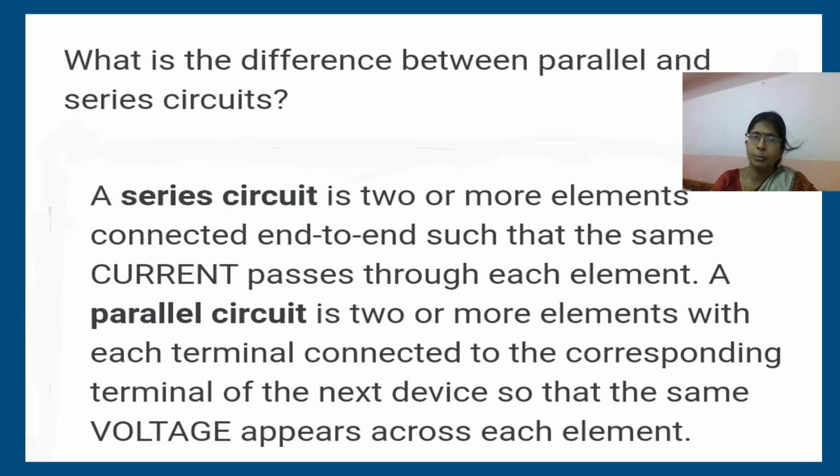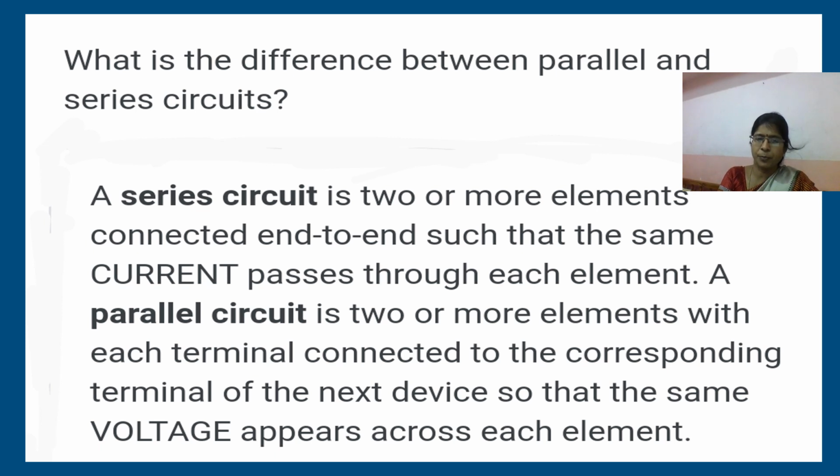Then what is the difference between parallel and series circuits? We have learned that a circuit connection can be in two ways, series or parallel. So what is the difference between them? A series circuit is two or more elements connected end to end. In a series circuit, the components are connected end to end, that is, one end of the first component to the other end of the next component, and so on. So this is about the series circuit.